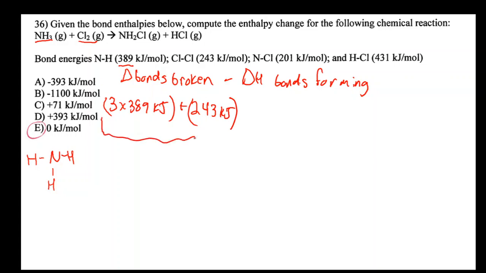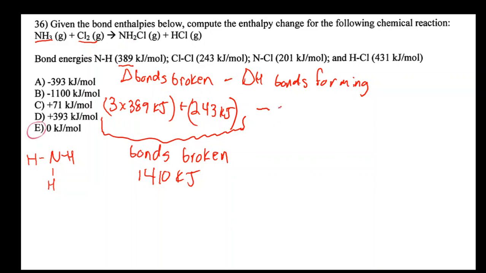So this is our bonds broken. 243. That equals 1,410 kilojoules. And now we want to look at our bonds forming. In this case, we're going to have 2 N-H bonds and 1 N-Cl bond.